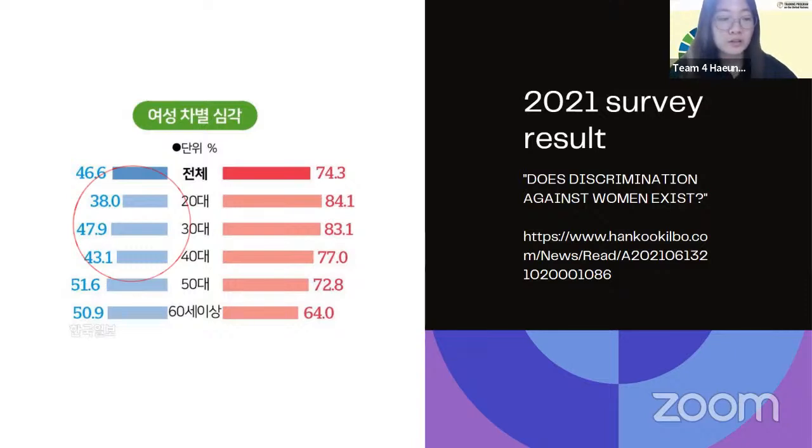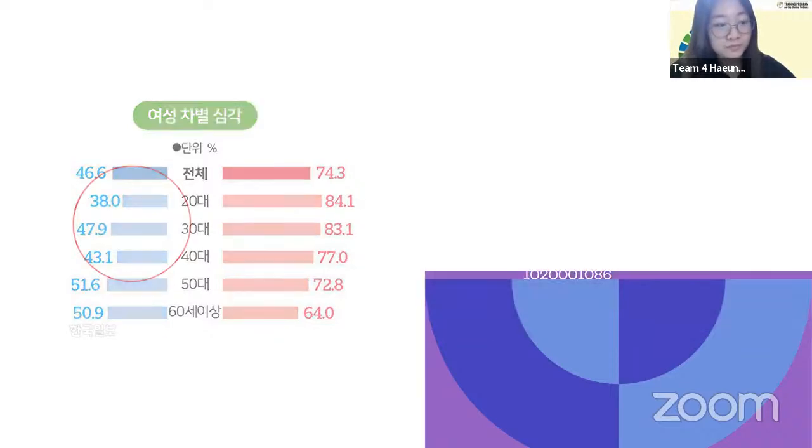According to a survey done last year, 2021, it shows that the younger generation tends to disagree with the notion that women experience serious discrimination, as shown in the chart. Now, this result becomes much more drastic when it involves the word feminism.